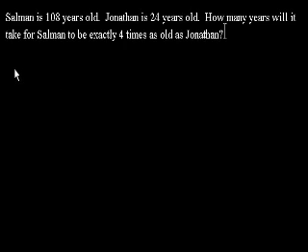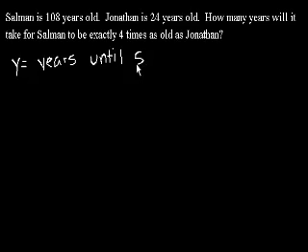Well, what we're trying to solve for is how many years will it take. So let's use the variable y for years. So y equals years until, let's just say Sal for short, Sal is 4 times Jonathan's age.